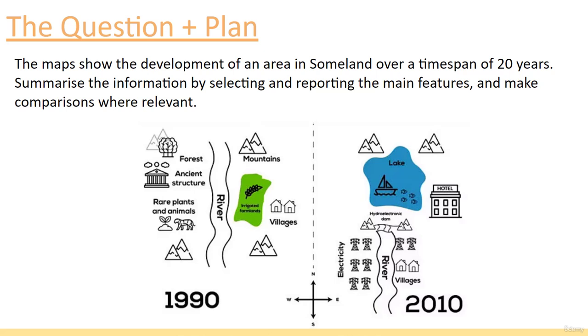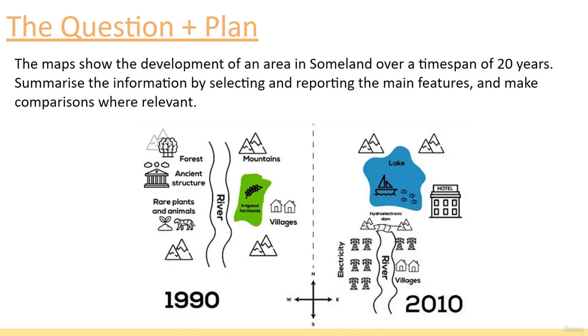So first, read the question. Second, take a look at the visual information. Third, write your plan. Let's just take another look at this map. In 1990, I can see through the middle of the map we have a river. To the left we have a forest at the top, ancient structure, rare plants and animals, as well as some mountains scattered around each corner of the map. To the right, to the east of the river, there's some farmlands, irrigated farms, and a village too.